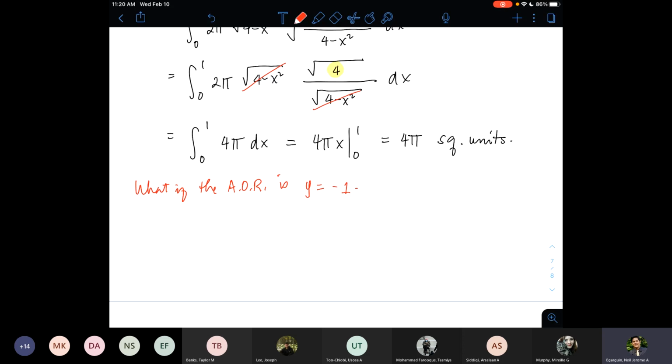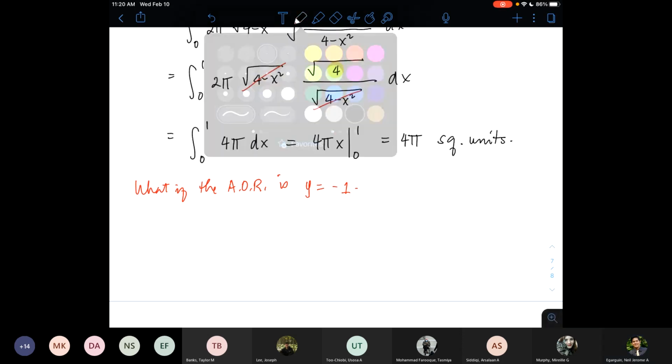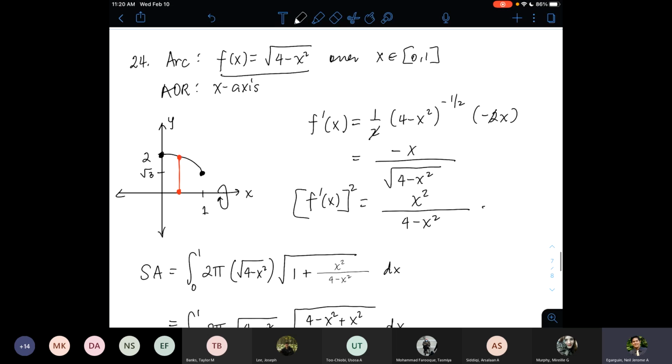Did you consider examples like this in the lecture? Or did you just consider coordinate axes as AORs?